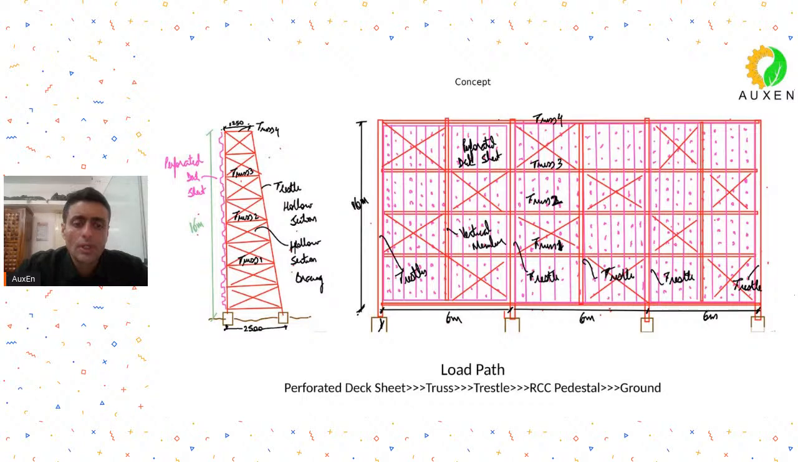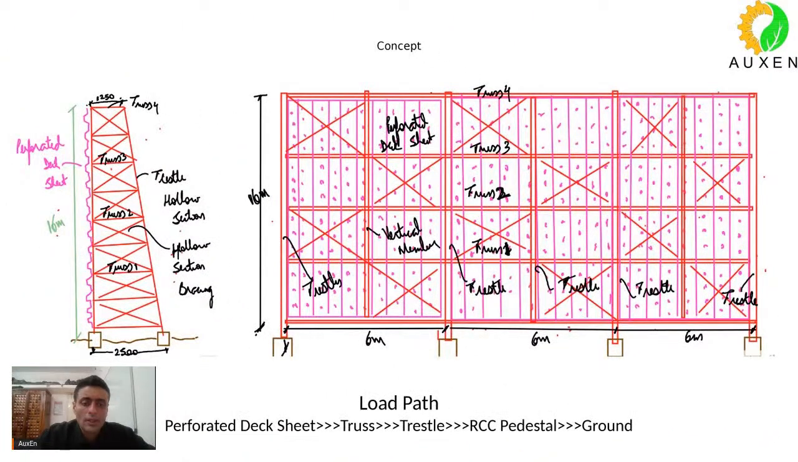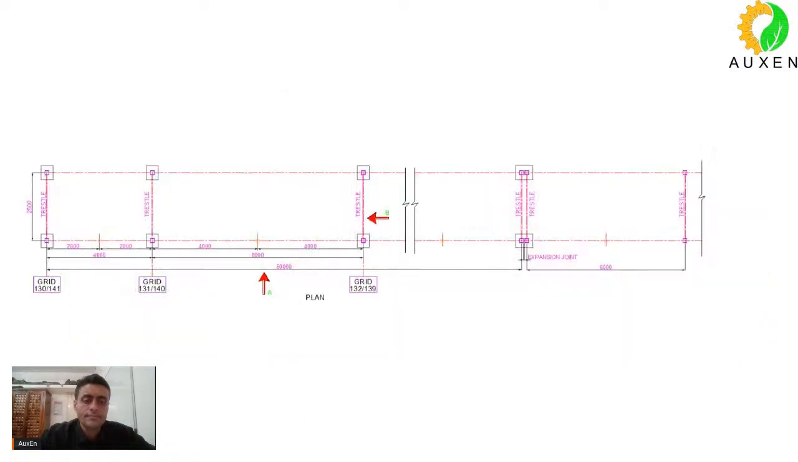I have written down the load path also. The assumed load path was that the wind will first hit the perforated deck sheet. From there, the load will go to the truss. From the truss, it will go to the vertical trestle, and from the trestle it will go to the RCC pedestal and eventually to the ground. So this type of vertical wind barrier, wind screen was proposed. And in plan it looked like that.